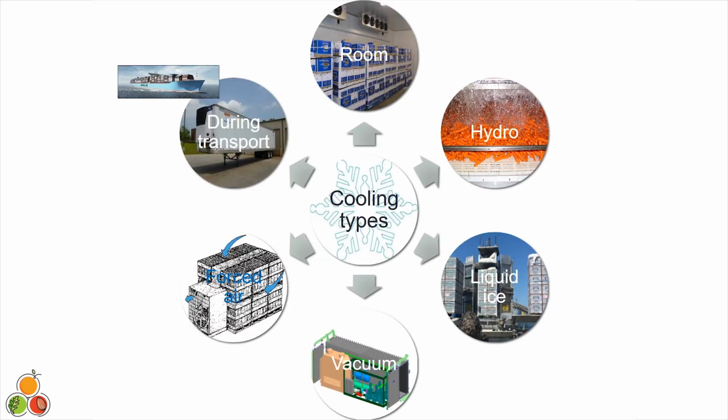So let's look at the different cooling types that we have here. Everybody knows the room, acting like a refrigerator. There are other methods: hydrocooling, liquid ice, vacuum cooling, forced air, and cooling during transportation. Question: do you think that during transportation we see any cooling? Cooling effect during transportation.